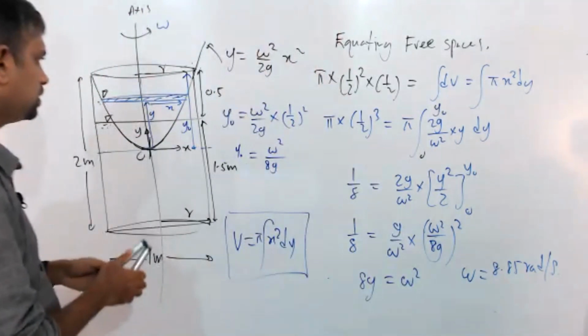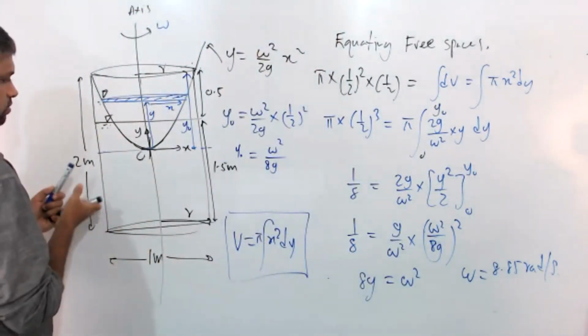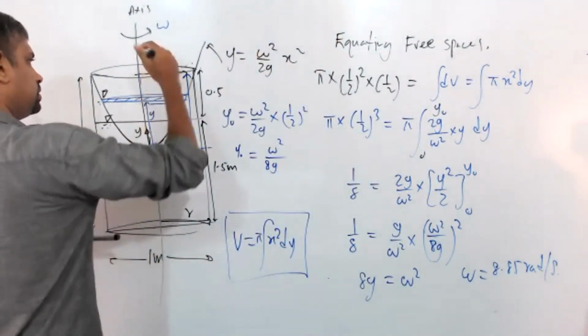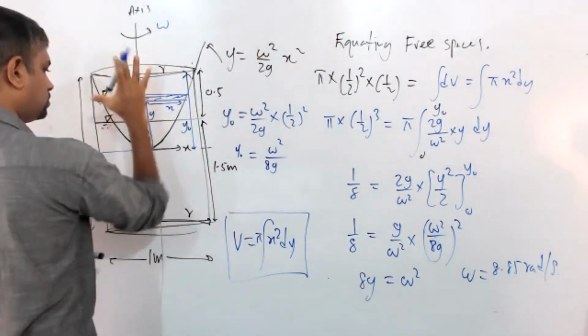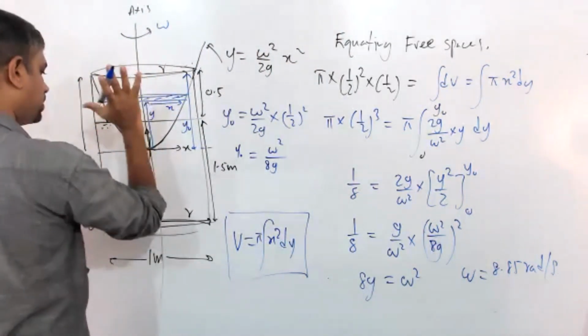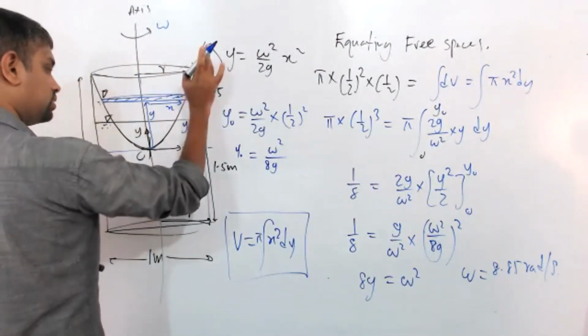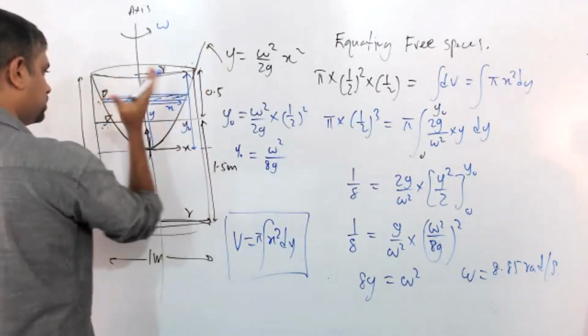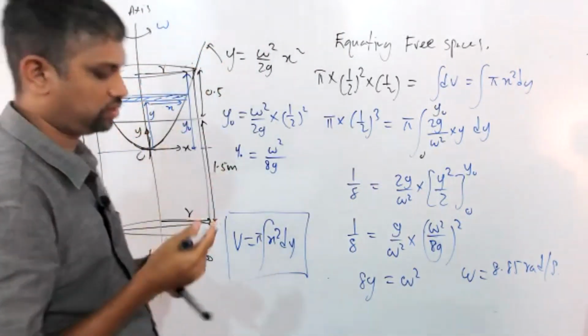This 3D object is called a paraboloid. Something like a sphere, it is called a paraboloid. And this is a parabola. And in 3D space it is a paraboloid.